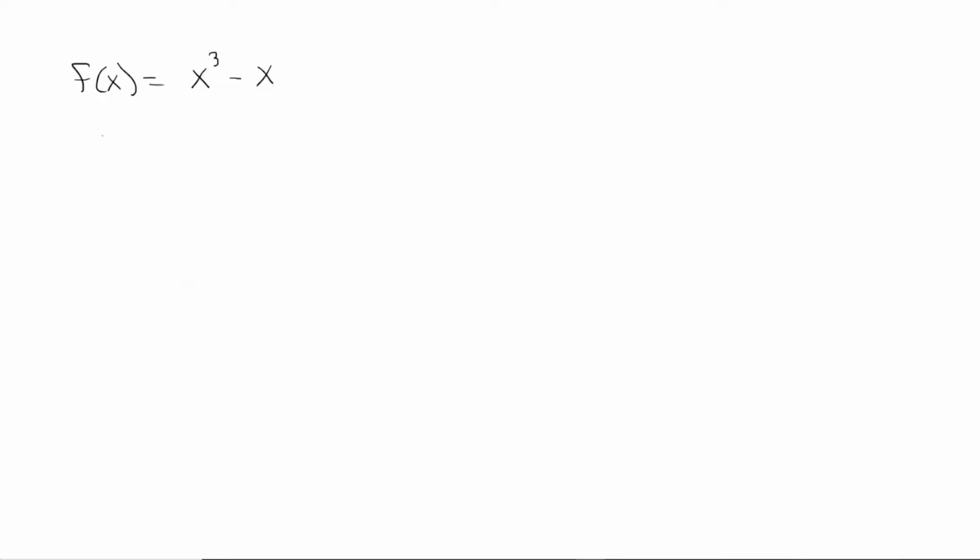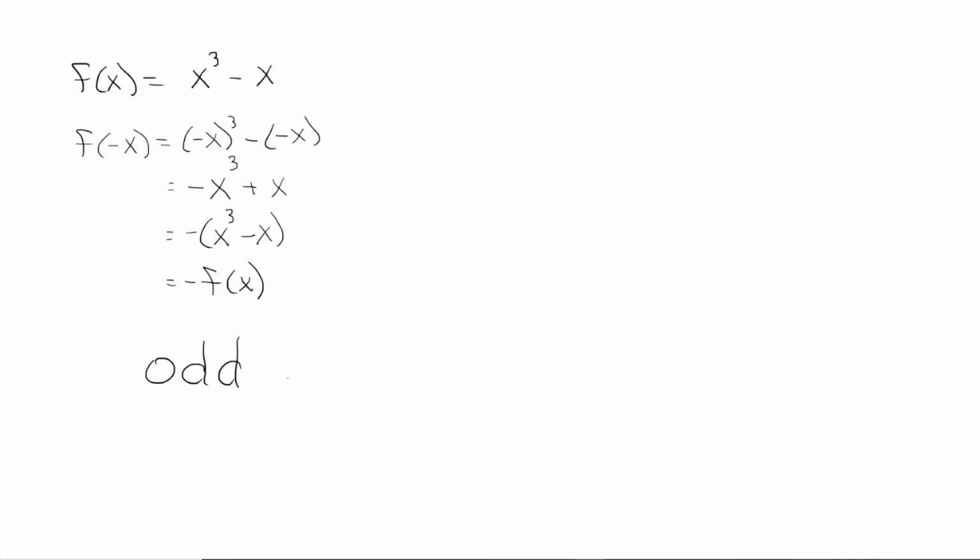Let's look at f of x equal to x cubed minus x. To determine if this is even or odd, the first step is to change all of the x's to negative x's. That would make this negative x cubed minus negative x. A negative times a negative times a negative is negative, so this is the same thing as negative x cubed. And minus a negative is the same thing as a positive, so plus x. This is the same thing as negative x cubed minus x, or negative f of x. And that tells me that this graph is in fact odd.